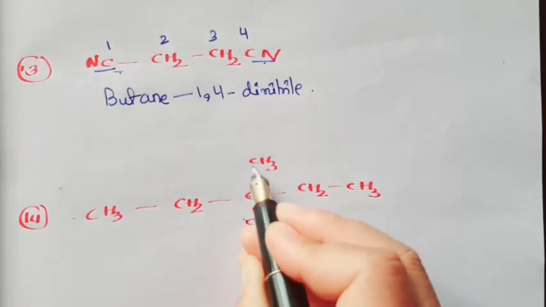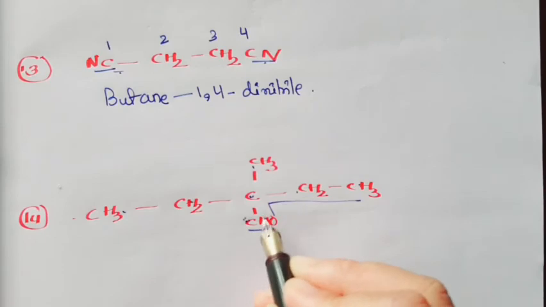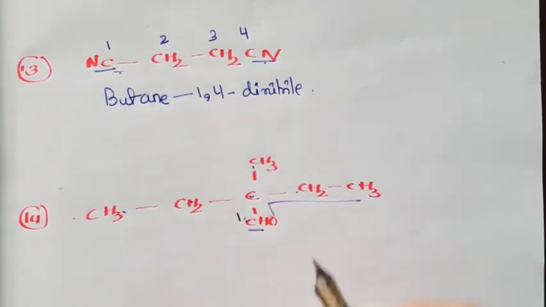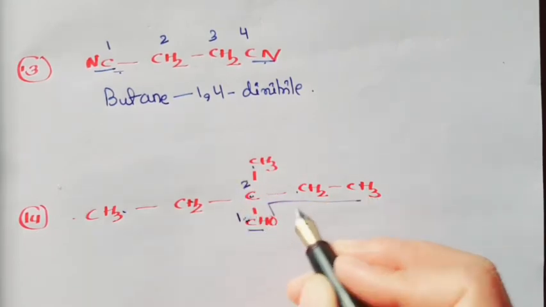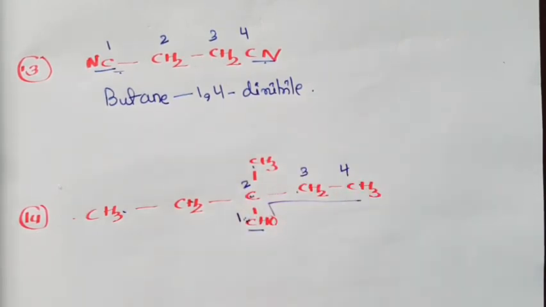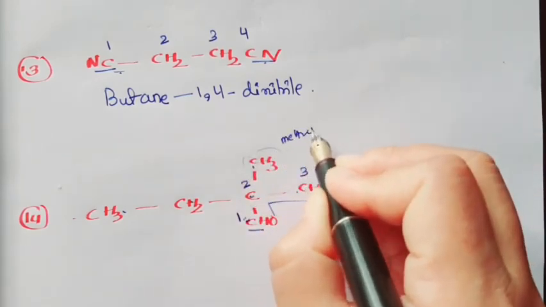Okay, so 1 2 3 by 1 2 3 4 by 1 2 3 4, so you can choose any of these to chain. Now next is numbering, so I'll start from CH, so number CH as 1, this carbon 3 and 4. Okay, now these two are the substituents, this is methyl, and this one is ethyl.